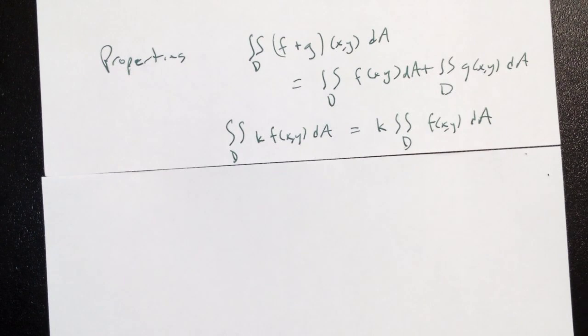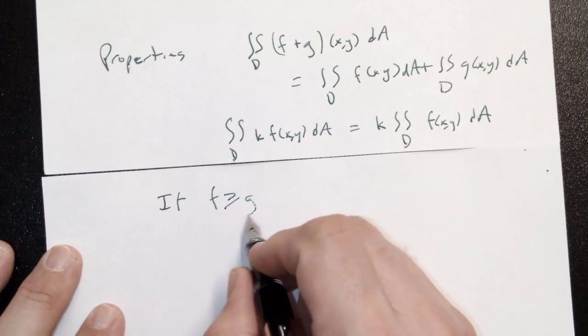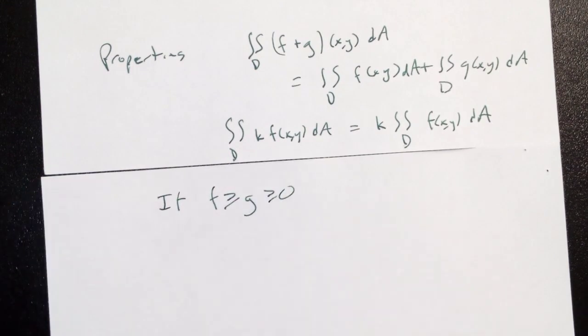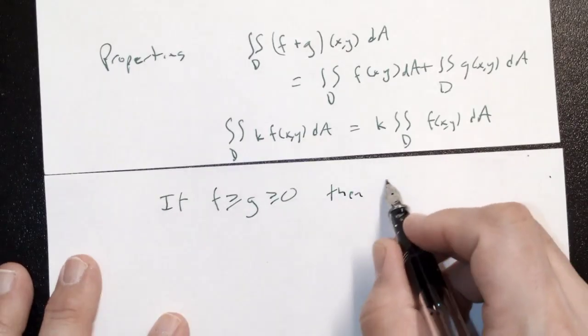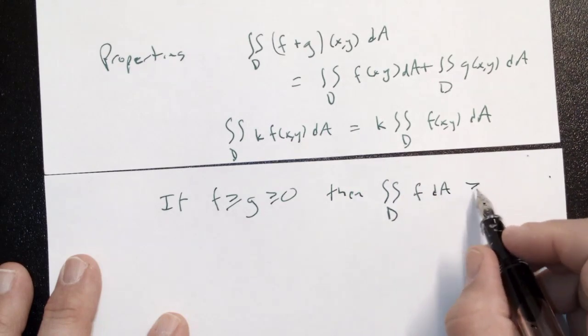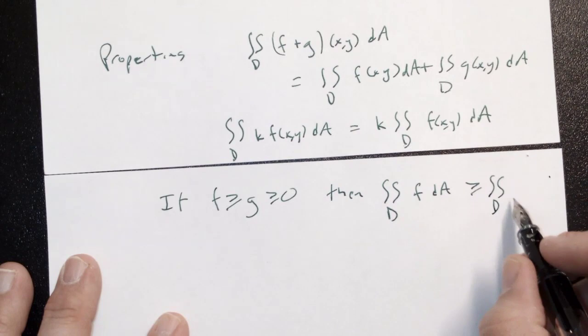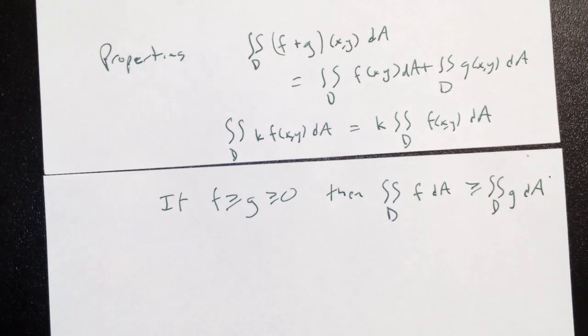The monotone property works. If f is bigger than or equal to g, bigger than or equal to 0, then the double integral over the domain of f dA is bigger than or equal to the double integral over the same domain of g dA. If you integrate a bigger function, then you get a bigger answer.